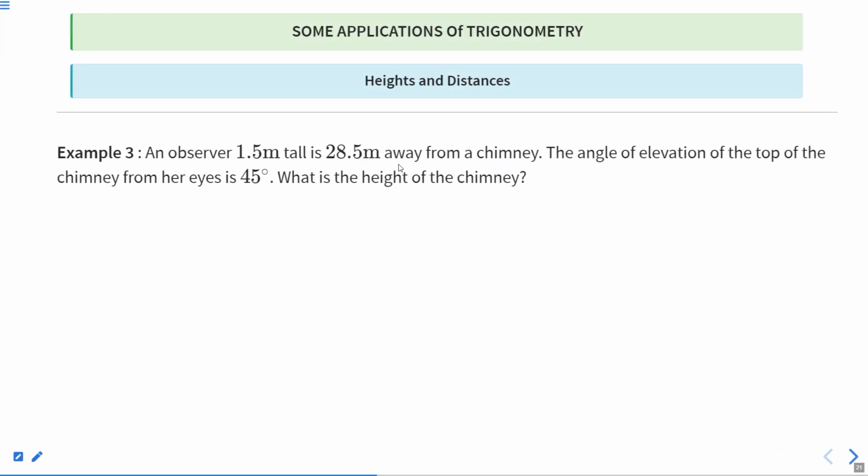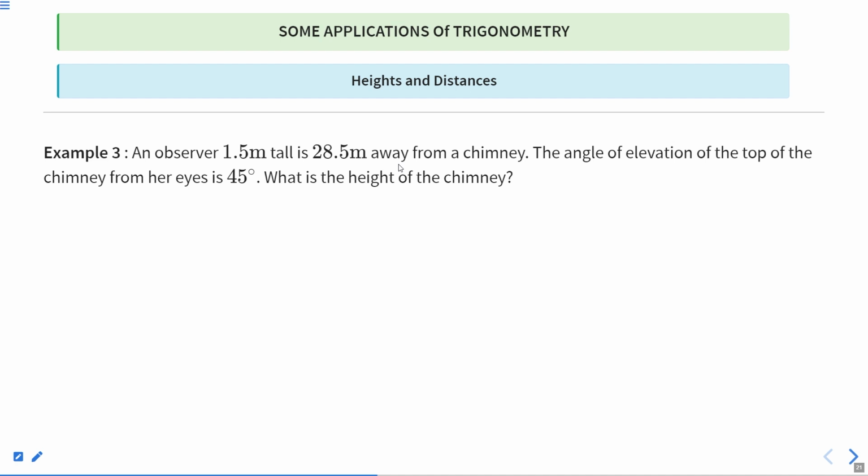Okay, and now let us see another example. In this example, we have an observer 1.5 meter tall who is 28.5 meter away from a chimney. The angle of elevation of the top of the chimney from her eyes is 45 degree. So what is the height of the chimney? Here we have to find the height of the chimney.